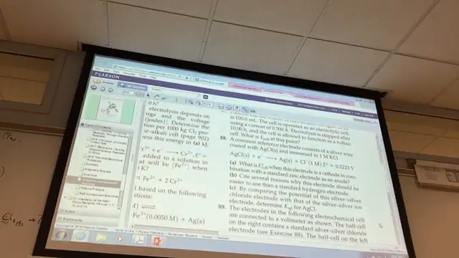Wait, do we do it now? No, we're looking at the advanced exercises to see which ones are applicable for this upcoming test. So 85 is. 88, a common reference electrode consists of silver wire coated with silver chloride immersed. No, not 88. 88 is, yes.